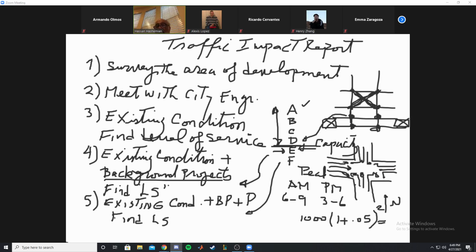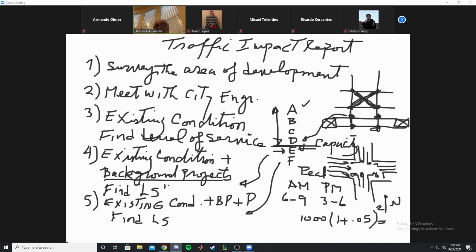So that's why we have to do step 4. We should do step 4, that's saying that without our project, what would be the situation at that time? And then add the project. And then negotiate for the cost of mitigation measures. Does everyone follow me? Yeah, follow you.